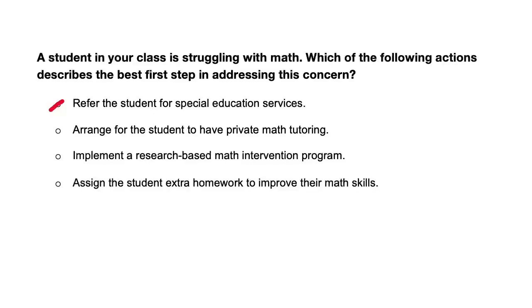Let's begin by eliminating referring the student for special education services. Special education referrals come only after documented efforts have been made to support the student with tiered interventions, so this would not be the ideal option. While arranging for private tutoring might help, this is not a school-based solution, and it might not be equitable or accessible for all students. Also, there's no indication that the student needs external one-on-one instruction at this point, so we would not make this selection.